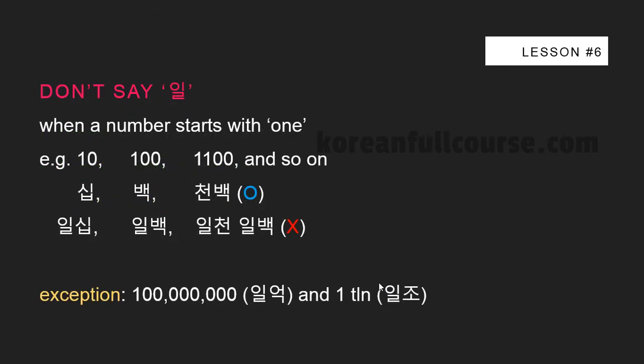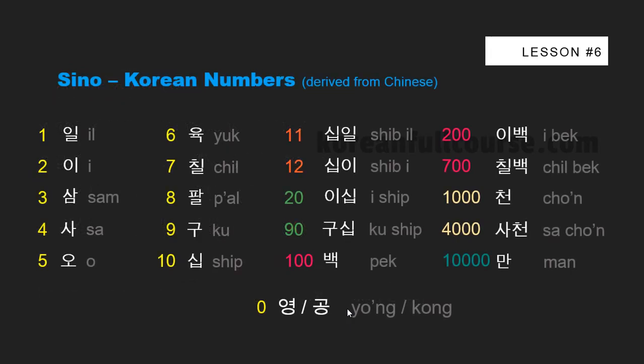One more thing I want you to pay attention to is when you say numbers that start with the number 1, like 10, 100, 1000, 1100, 10,000, you shouldn't say il. Like 100 would be pek, not ilbek. This is wrong. And 1100 is chonbek, not ilchon ilbek. Okay? There are a few exceptions though. It's 1억, which is 100 million, and 1조, which is 1 trillion. Big numbers in Korean are a little bit complicated. That's why we will cover them at the end of this course, since they're not that important for now. Let's get back to Sino-Korean numbers. Pause the video and try to learn the 12 numbers right now as we are going to practice a little bit.